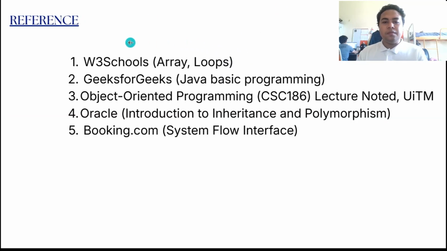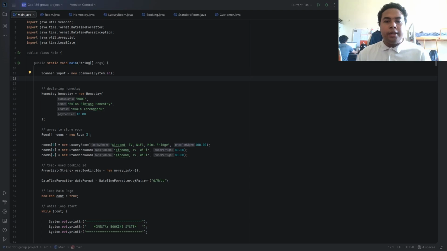And this is our reference, which is W3Schools for arrays and loops, and Java basic programming, and object-oriented programming lecture notes from your ITM, and then Oracle for introduction to inheritance and polymorphism, and then Booking.com for system flow interface. And now I'm going to go through all our classes.